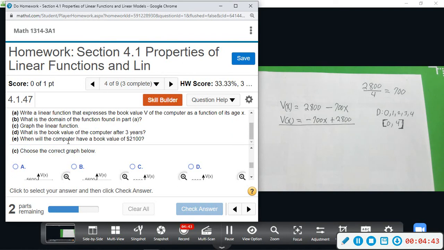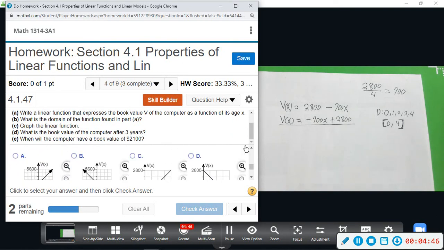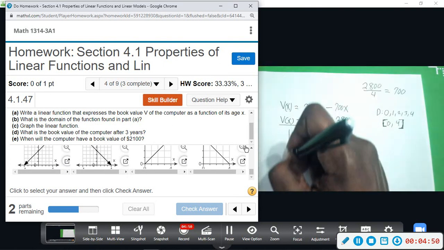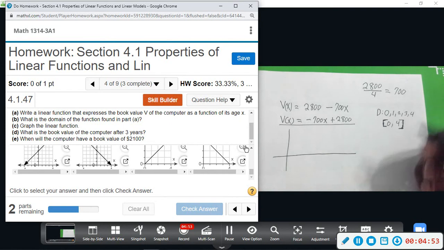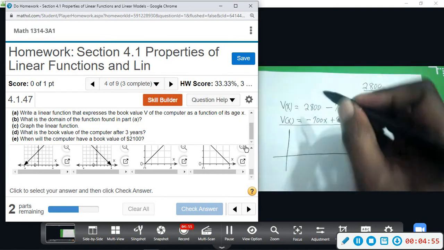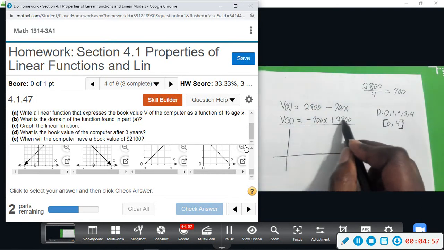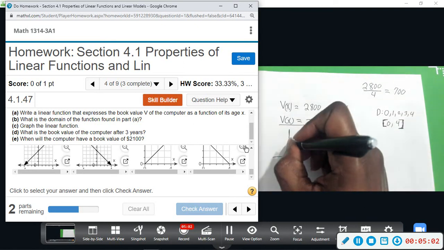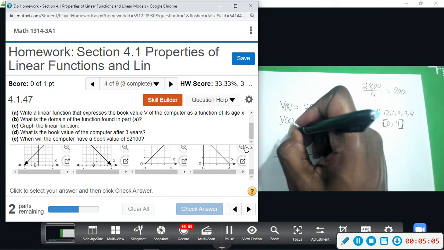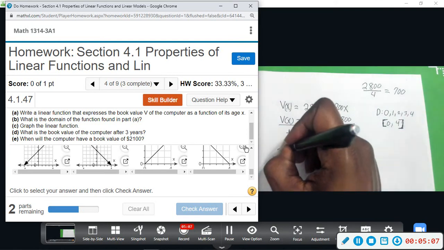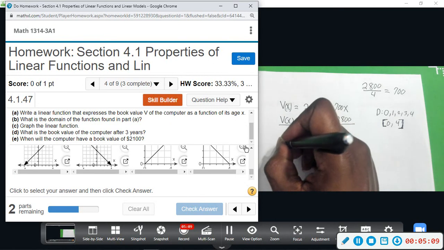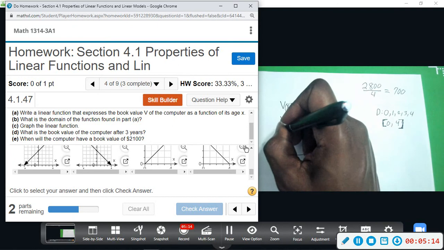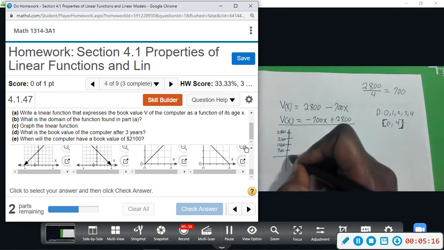Now, part C, we're going to graph the function. If we were to graph this just by hand, and we can look at it on the calculator, but we'll do it by hand. When you graph a linear equation, you want to start with your y-intercept. So we would go up, let's say these tick marks count by 700. So 700, 1,400, 2,100, and 2,800.